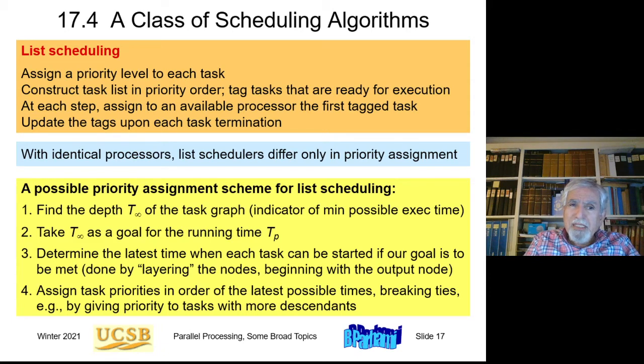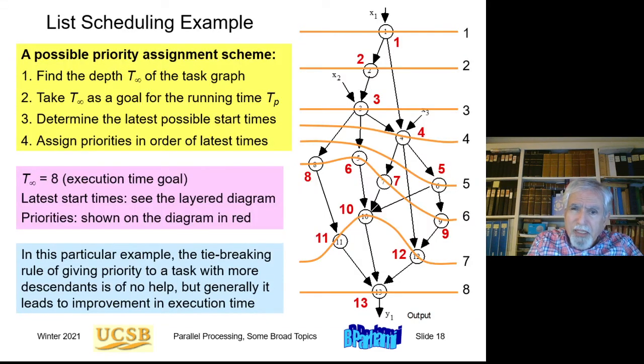So we assign a priority level to each task, and there are different ways of doing that. Basically, the different ways of assigning priority levels to tasks define different instances of this list scheduling algorithm, because once those priorities are assigned, everything else is automatic after that. There are no decisions involved. Construct a task list in priority order. Tag the tasks that are ready for execution. This will become clear through examples. At each step, assign to an available processor the first tagged task. Then update the tags upon each task termination. So this is a possible priority assignment scheme. I'm describing a class of algorithms, but only one instance of that class, which is associated with this priority assignment scheme. So instead of going through this word description, let me go directly to an example.